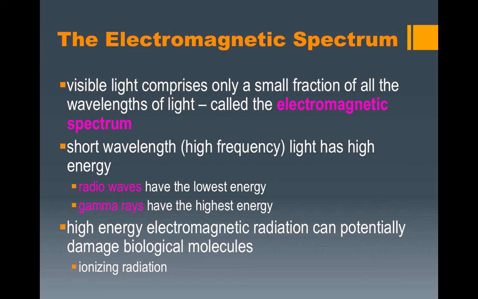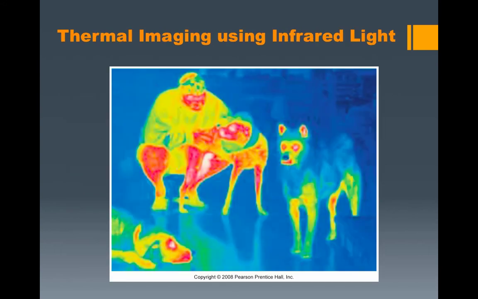Some high energy electromagnetic radiation is damaging to biological molecules and therefore living things. For example, gamma rays are a very strong form of radiation. This is what comes off of nuclear bombs, and this can cause major damage to human and animal cells.